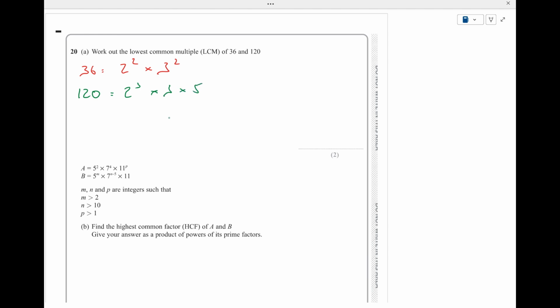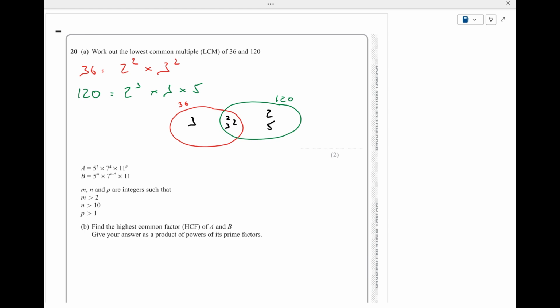So now I'm going to use the Venn diagram method. I'm going to put these in a Venn diagram. Okay, I'm going to have the factors of 36 in this one. I'm going to have the factors of 120 in this one. Okay, and now they've both got a 2 and a 2 in them. 120 needs another 2. They've both got a 3. 36 needs another 3. And now 120 needs a 5.